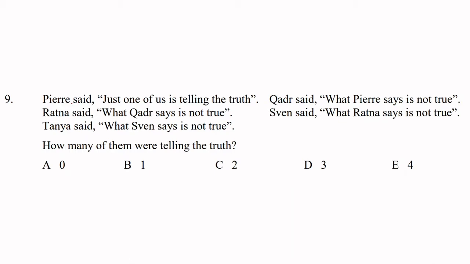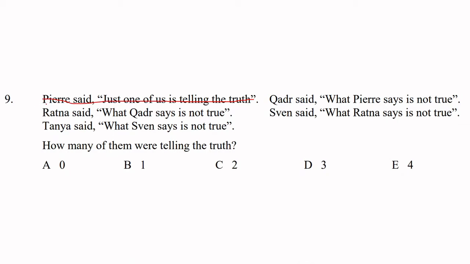Well, assuming what Pierre says is true, then what Ratna says is untrue, therefore what Kadar says is true. Well, we don't even have to see what Kadar says because that's already a contradiction. But let's just see what Kadar says. Kadar says what Pierre says is not true. Well, we've just worked out that what Kadar says is true, therefore what Pierre says is not true. Well, that's a second contradiction. Therefore, we can easily rule out that Pierre is telling the truth.